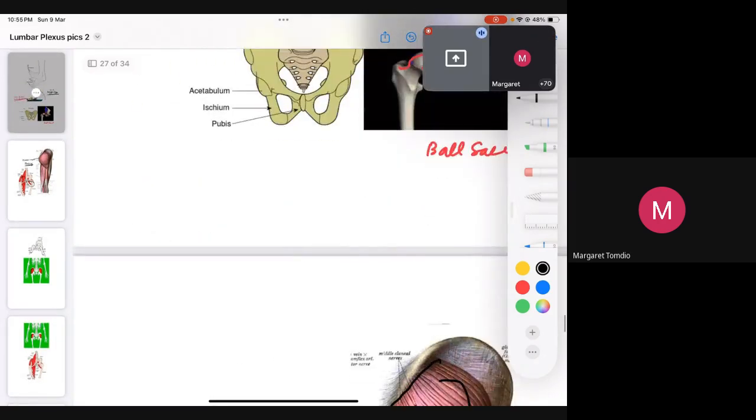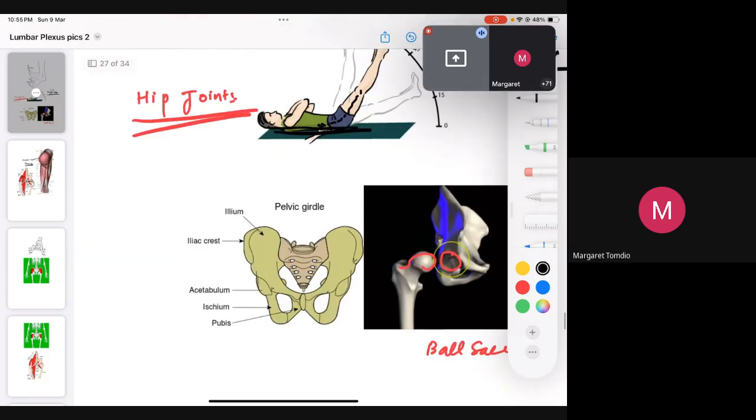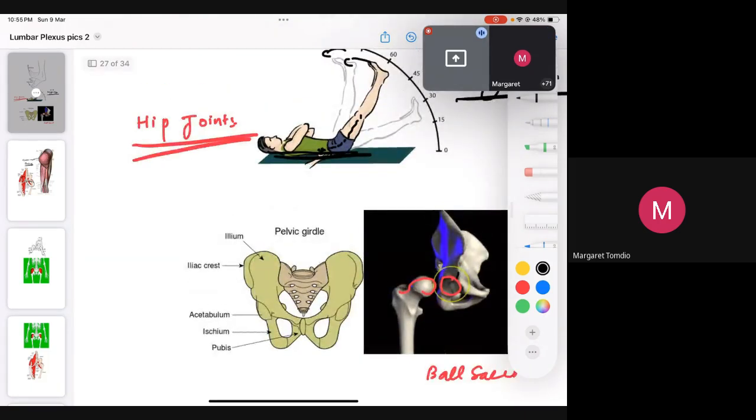So let's discuss our last topic for the anatomy, that is the hip joint, right? Can anyone tell me something about the hip joint? What are the components of the hip joint? Simple.